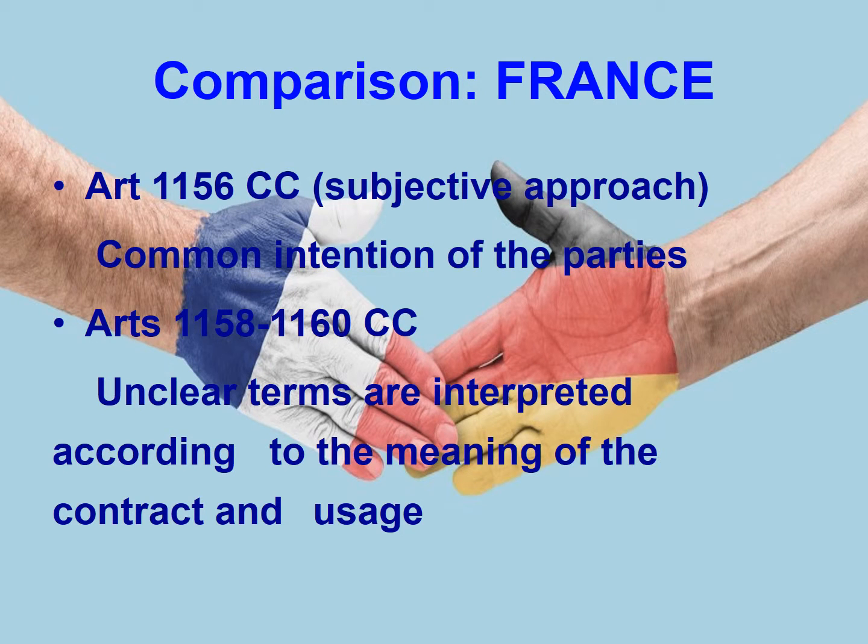So if we compare this to the French system now, we can see that France follows a subjective approach as well, since the common intention of the parties is relevant, which can be found in Article 1156 of the Code Civil. However, same as in Germany, Articles 1158 and 1160 lay down that unclear terms are interpreted according to the meaning of the contract in usage, which is a more objective approach.